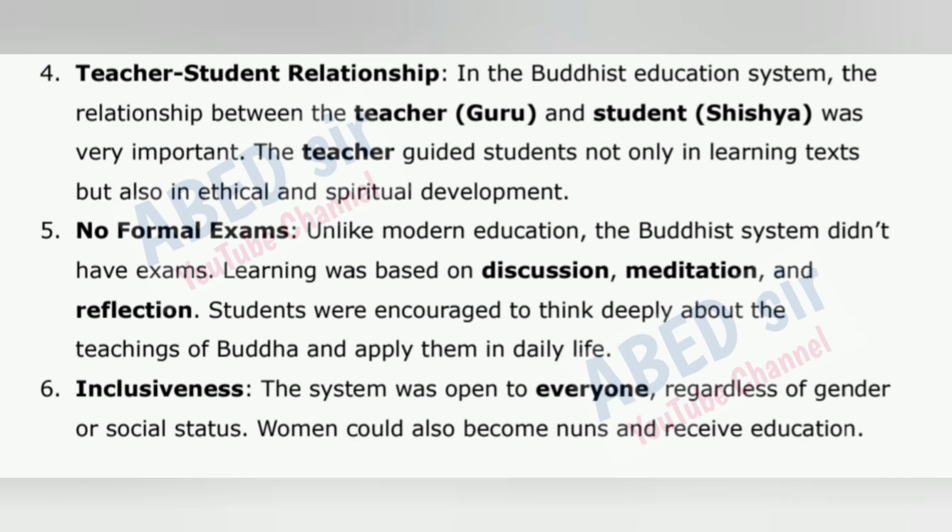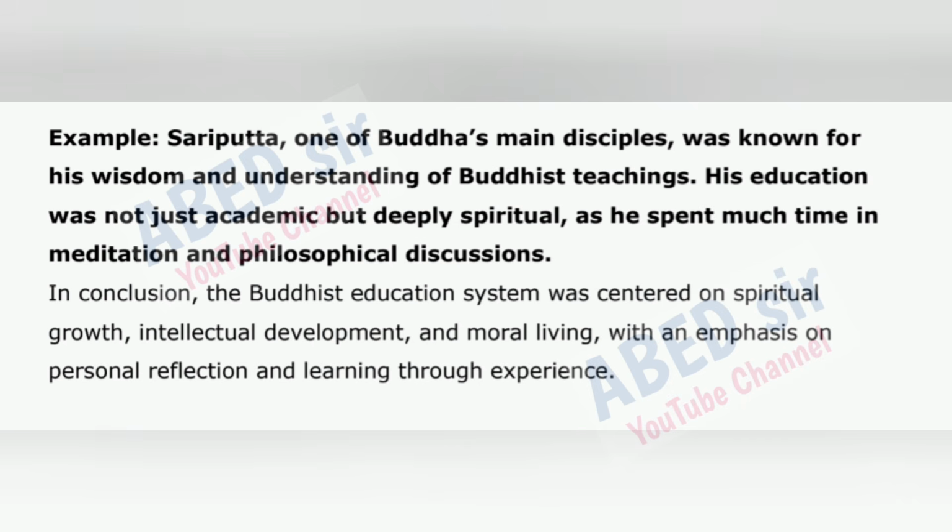6. Inclusiveness. The system was open to everyone, regardless of gender or social status. Women could also become nuns and receive education. Example, Sariputta, one of Buddha's main disciples, was known for his wisdom and understanding of Buddhist teachings. His education was not just academic but deeply spiritual, as he spent much time in meditation and philosophical discussions.